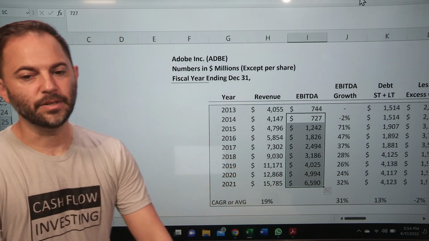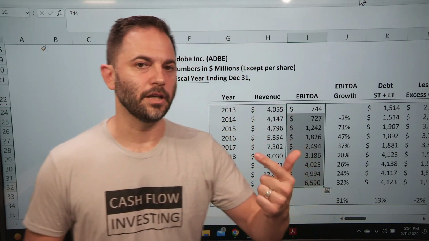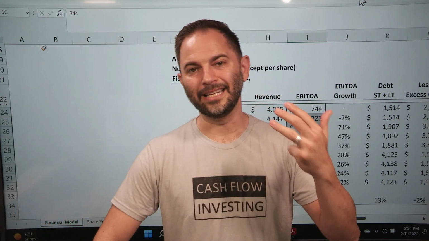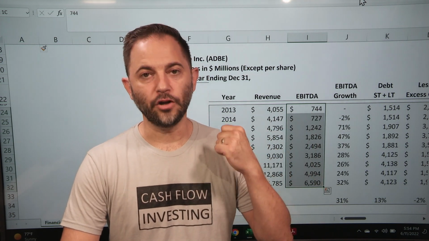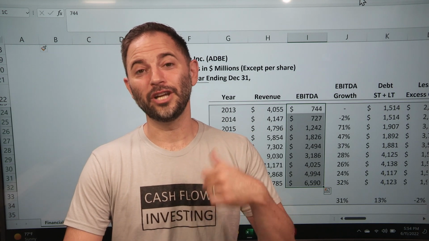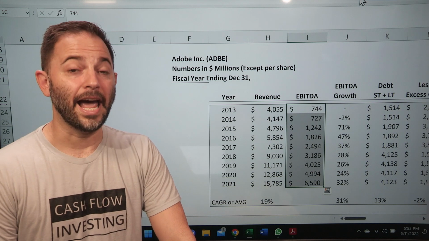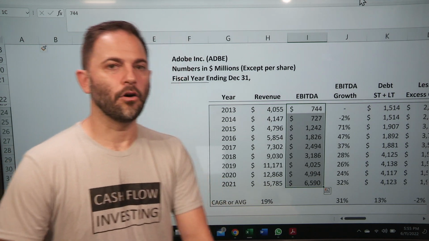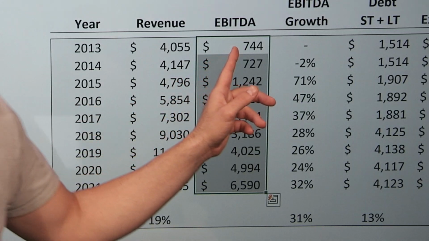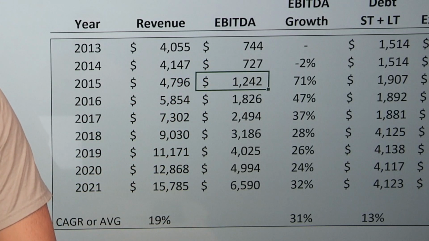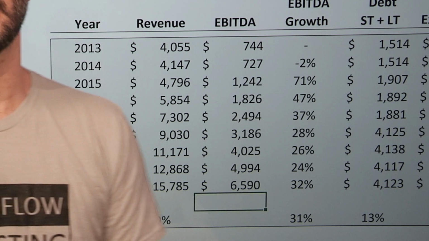Love to see that. EBITDA is enterprise level earnings. So for us, operating income plus depreciation plus amortization plus interest. So it's basically the operating income line for Adobe because they have very little depreciation, very little amortization, and very little interest. Well, I guess taxes. They have some taxes. So it's not all operating income, but close. $744 million. Grow that to $1.2 billion, $2.4 billion, $4 and $6.5 billion.